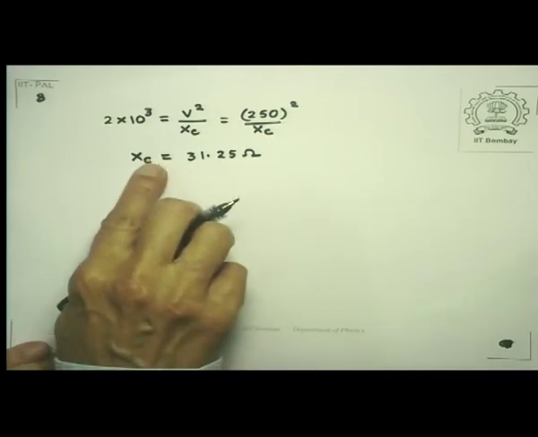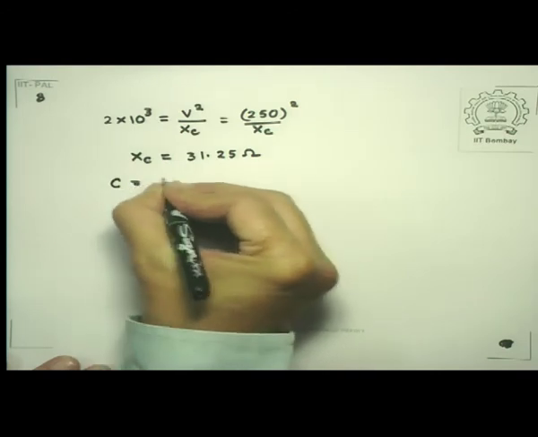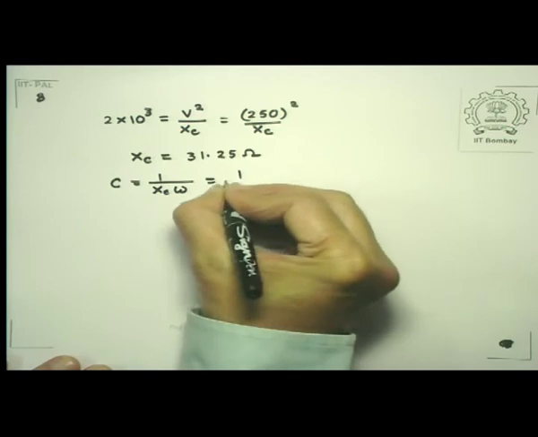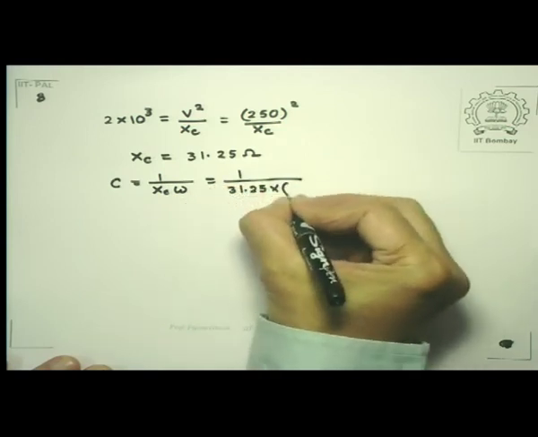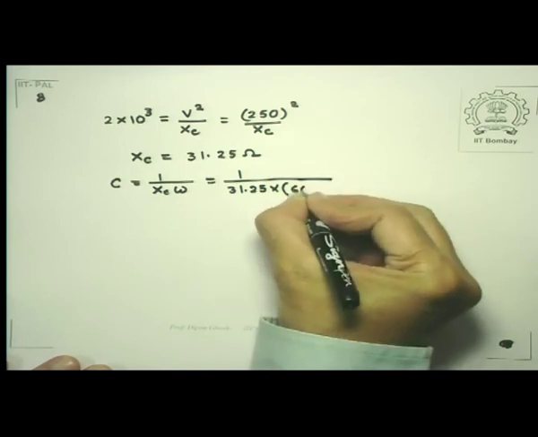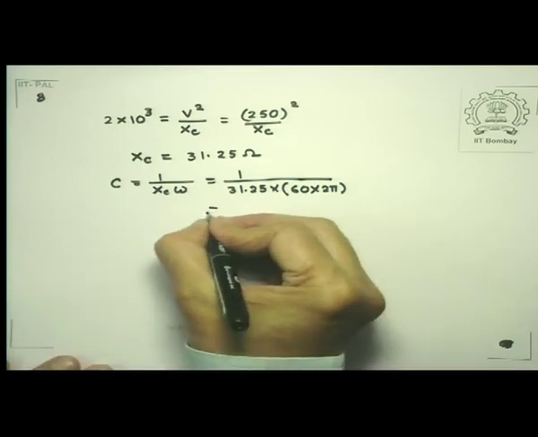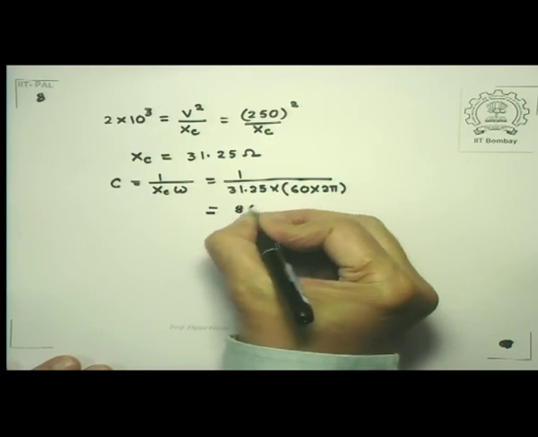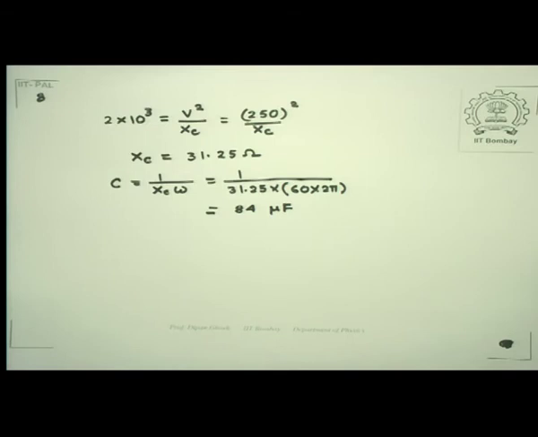What is the corresponding capacitor? The capacitance that I need, C, is equal to 1 over Xc omega, which is equal to 1 over 31.25 multiplied by, remember I told you that it is a 60 hertz supply, so it is 60 into 2 pi. If you work it out, this works out to 84 microfarad. Remember micro is 10 to the minus 6, so 84 microfarad.